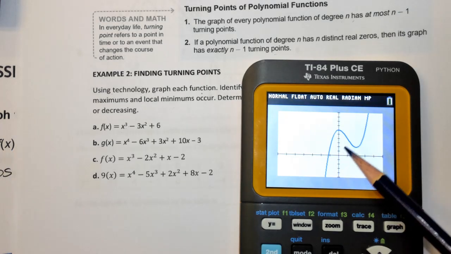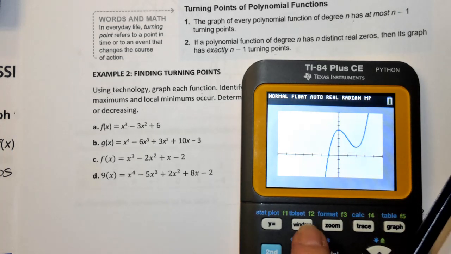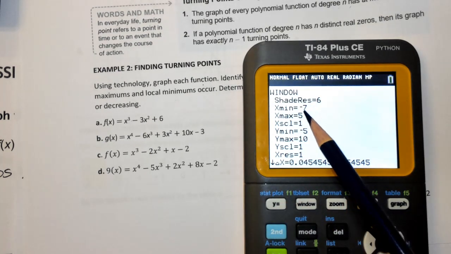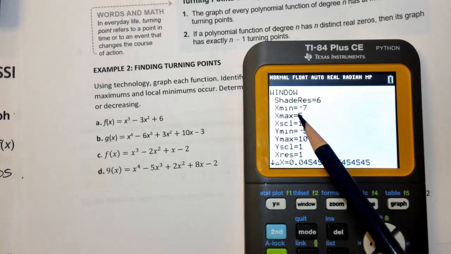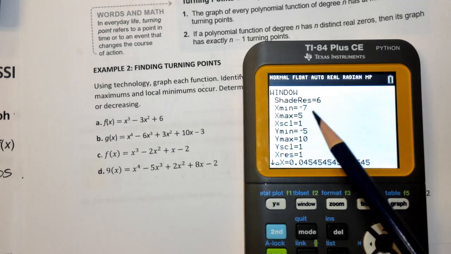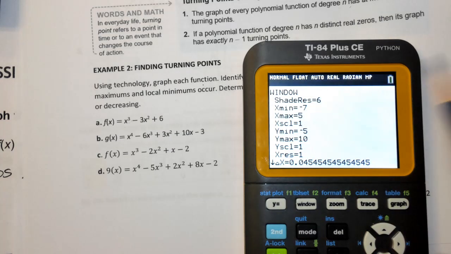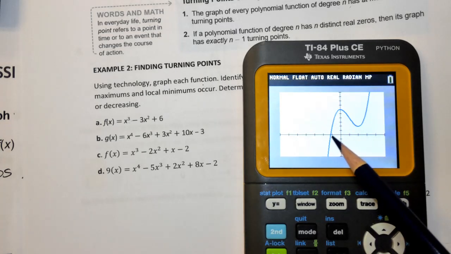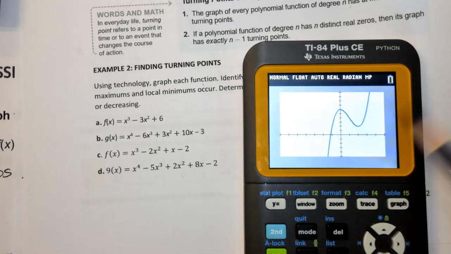And if you want to know how to do that, you click on the window button right here, and you can change it to whatever you want. So I made my x minimum -7, my max 5, my y minimum -5, and the max 10, so that way I could see it all. All right, so we want to know what this x-intercept is because we see that it is clearly not at -1. How do we do that?